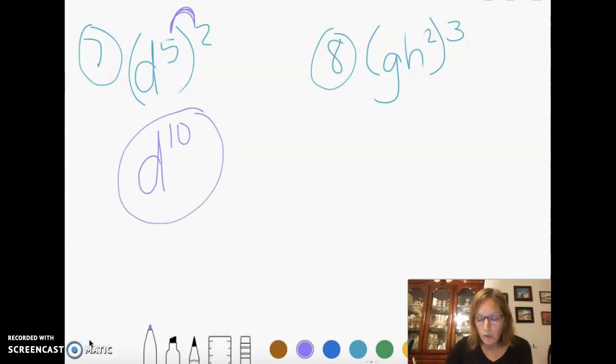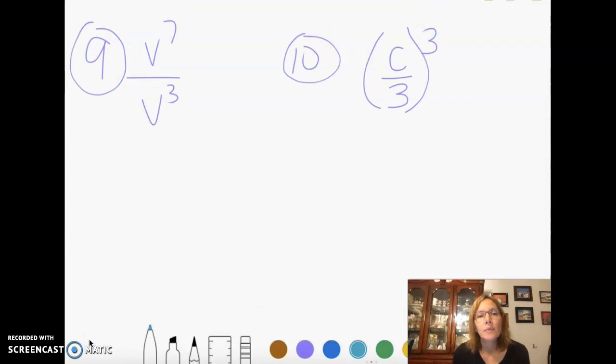For the next one, don't forget that you've got to multiply it by everything that's inside the parentheses. So I get g to the 3rd and h to the 6th.